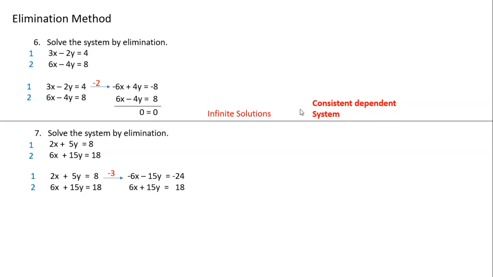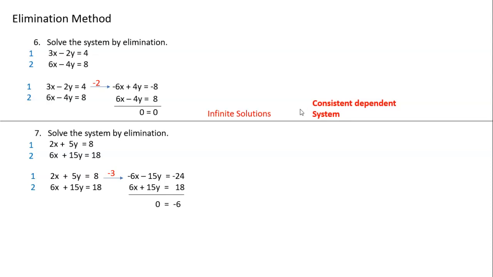And the negative 3 times 8 is a negative 24. I'm going to add it directly to equation 2. Don't have to do anything to it. I'm going to add them together. And I have minus 6x plus 6x is 0. Minus 15y plus 15y is 0. But I have negative 24 plus 18 is a negative 6. This is a false statement.